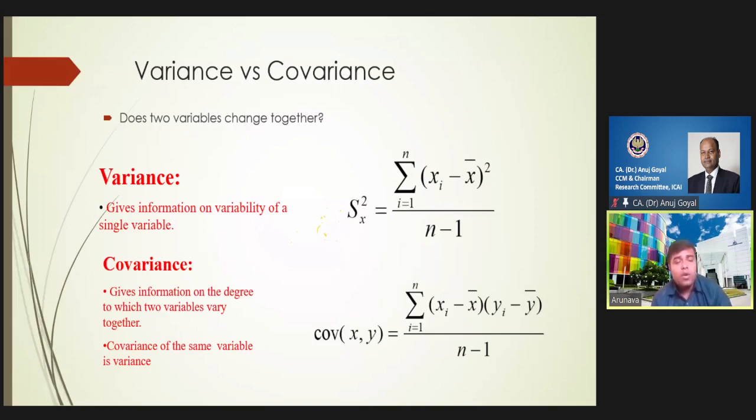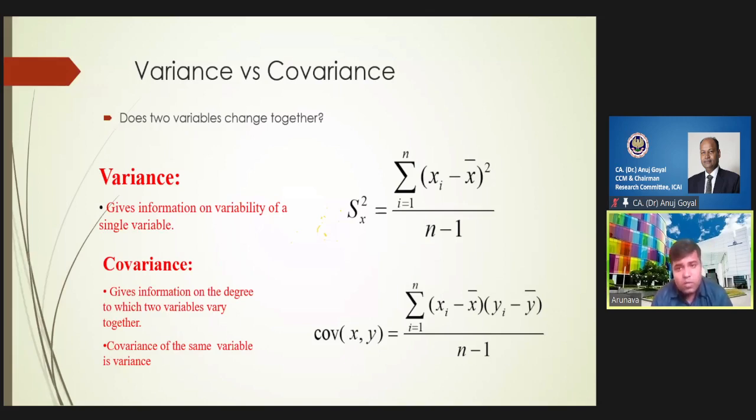Another example is our portfolio diversification. So why do we have portfolio diversification? Because there is a covariance between two assets, and it ultimately reduces the risk. And risk is nothing but the variance or the standard deviation, right? So all these answers can be given using variance and covariance.